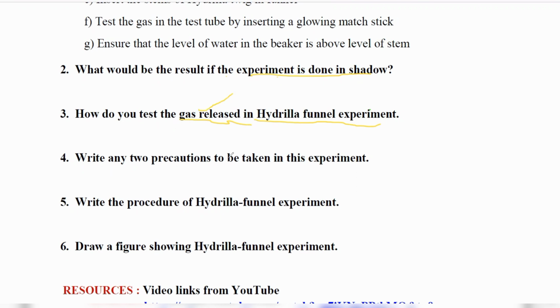Write any two precautions to be taken in this experiment. The main precaution in this experiment is that we have to carefully lift up the test tube after sufficient collection of gas bubbles by closing its mouth with our thumb. Then ignite the matchstick at the mouth of the test tube. And make sure to keep the total apparatus in the sunlight. These are the precautions.